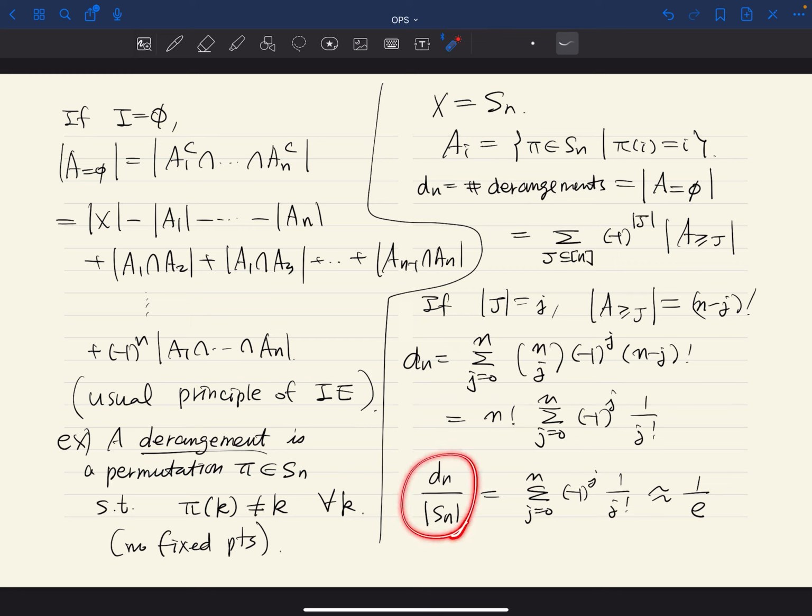So this is the probability that no one gets his or her own cell phone. If I randomly distribute them, it's going to be 1 over e. So it's, I don't know exactly, but it's 0.30 something, yeah.